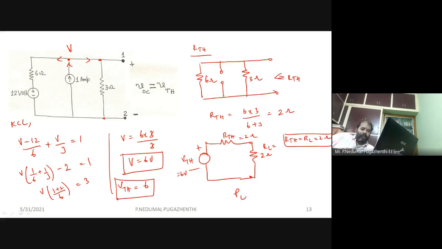What is my PL max? 6 squared divided by 4 into 2. So 36 by 8. How much are you getting? 36 by 8.